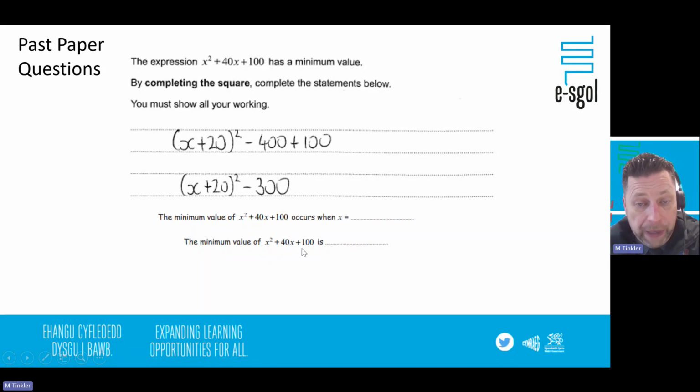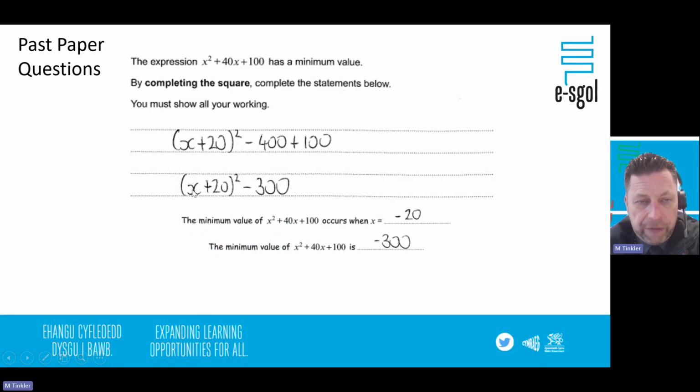The minimum value at the bottom, that's the one that's minus 300, and then it occurs when x equals. This "x equals" is quite important. Now, I have checked this with the examination board, and if I did put the numbers in the wrong way around, I would have just dropped a mark. So it's minus 20 from that same plus 20, because that equals 0, and that's minus 300. So I'm just telling you there, make sure you put them in the correct order.